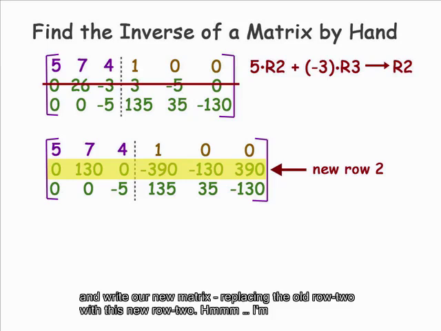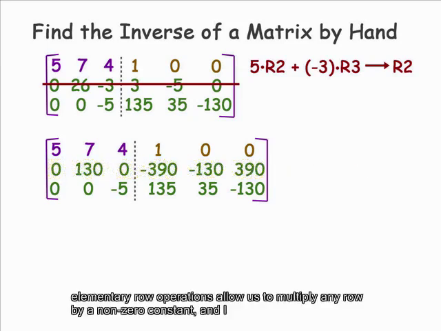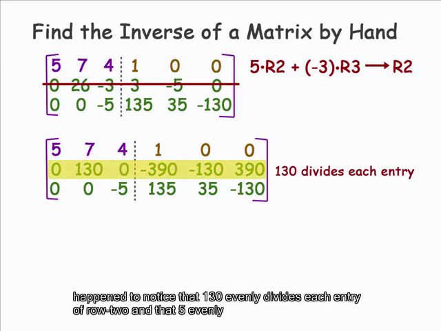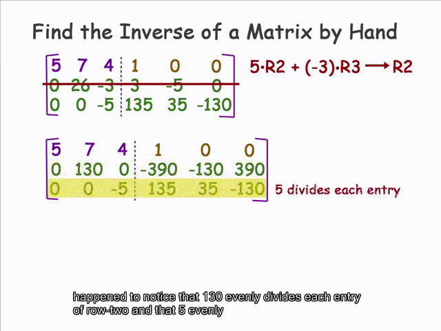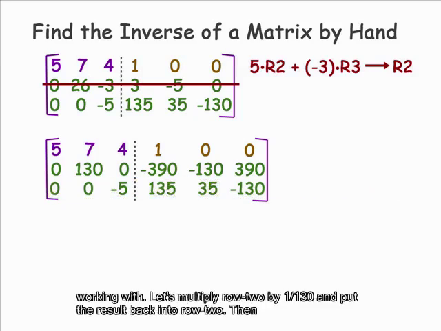I'm getting a little tired of all this heavy lifting with those big numbers. You know, the elementary row operations allow us to multiply any row by a non-zero constant. And I happen to notice that 130 evenly divides each entry of row 2, and that 5 evenly divides each entry of row 3. So let's take a minute and clean up the matrix we're working with.